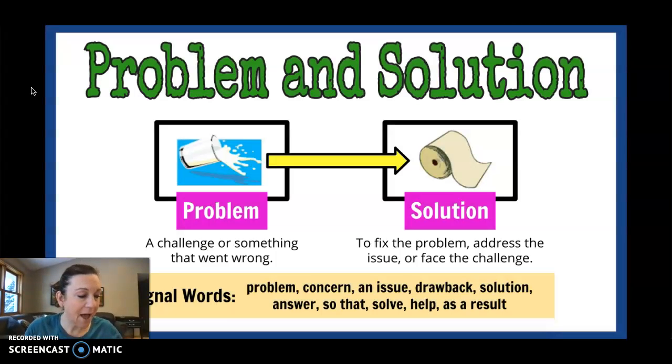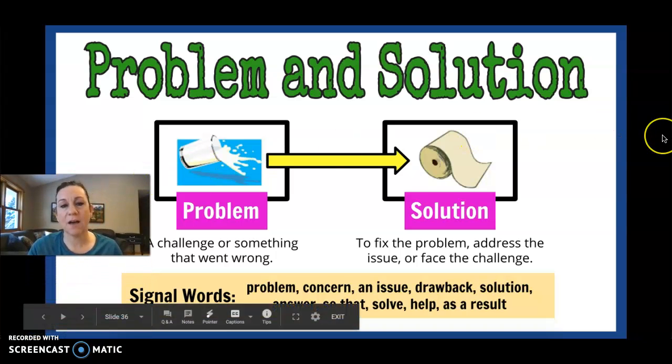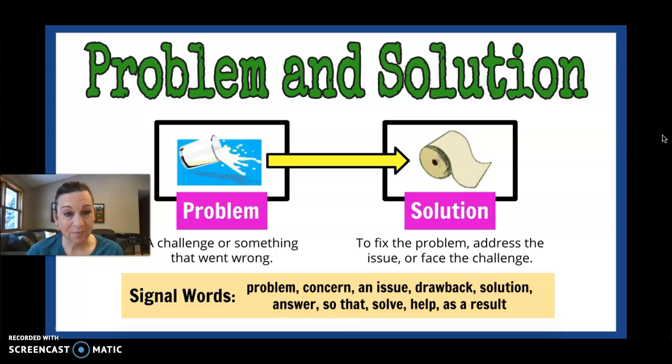Alrighty, welcome back. Let's talk about problem and solution. Okay, so in the picture that I have, you've got spilled milk. That's a problem, isn't it? Spilled milk is the problem, a challenge or something that went wrong. Okay, the solution here is a roll of paper towels, to fix the problem, address the issue, or face the challenge. That's your solution. That's what a solution is.